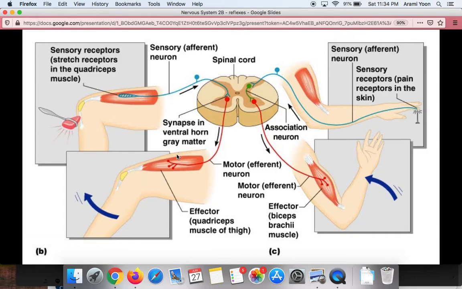I think I might have misnamed this muscle in the previous slide. If I did that, I apologize.